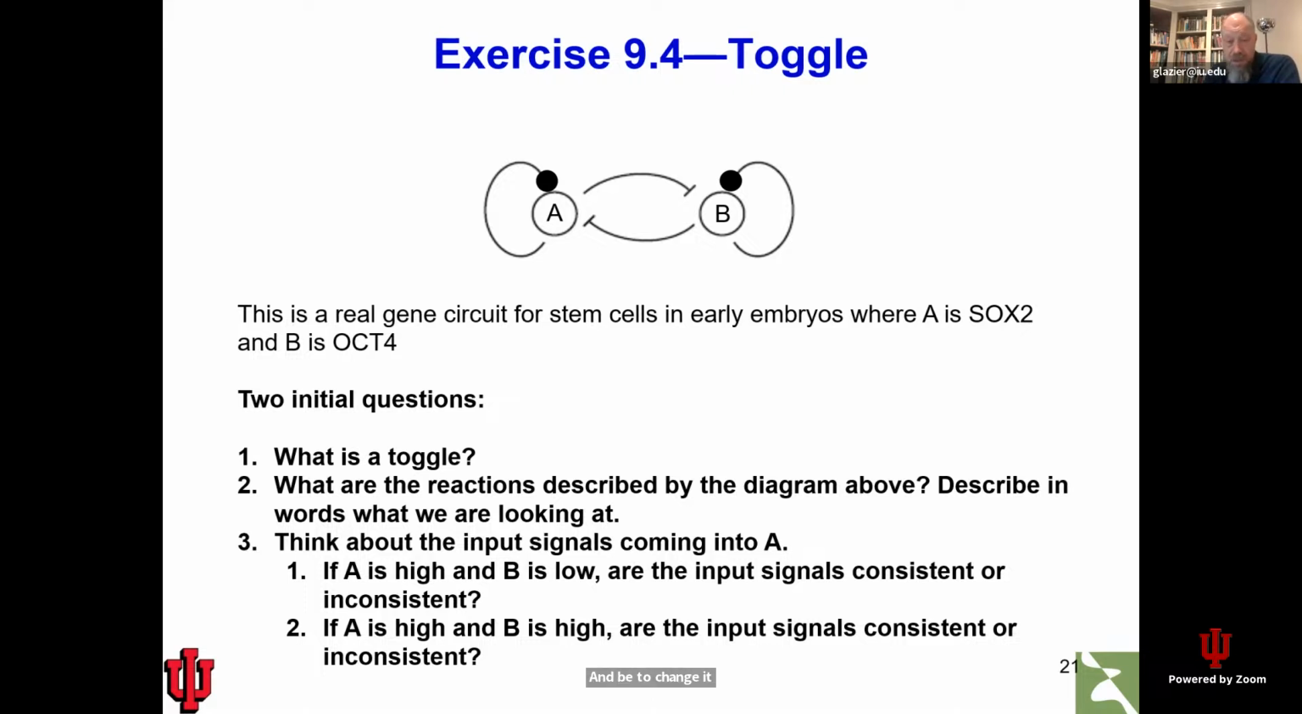Now this, when it's representing a gene regulatory network, is a fairly common motif. A classic example of this is in early embryos. There are a pair of transcription factors, one of which is called SOX2 and one of which is called OCT4, that mutually inhibit each other and determine whether a given cell is going to be part of the embryo proper or the extraembryonic tissue. And so all the cells will either have high SOX2 or high OCT4. And that's going to determine the cell fate.